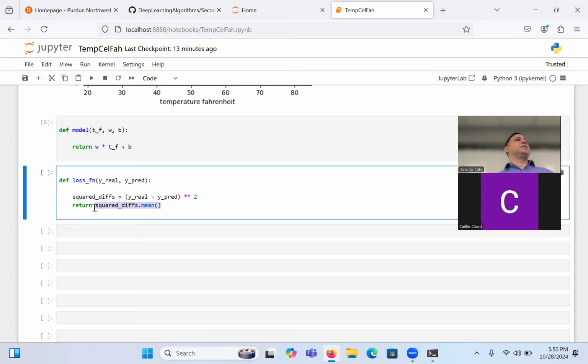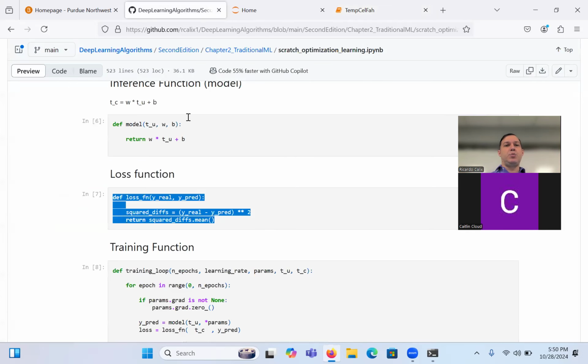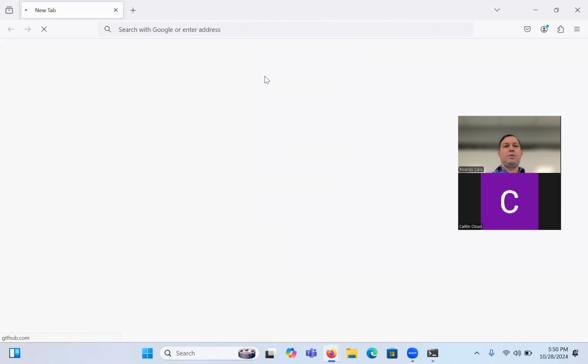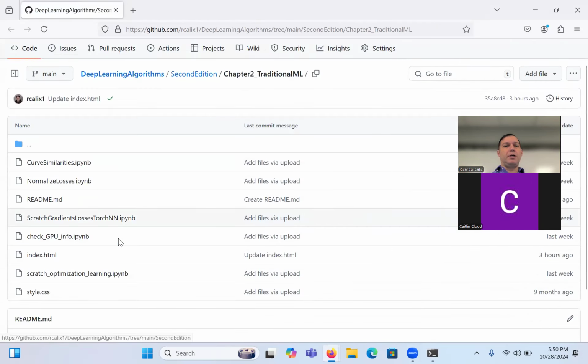Now, this is a very simple example. I'm not using anything like randomization or anything like that. Just going to give it the same data set every time. But that's my loss function. This y real and y pred is that connection that I did in the other Jupyter, the previous Jupyter notebook that we covered.